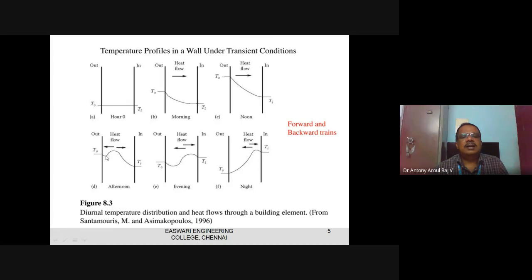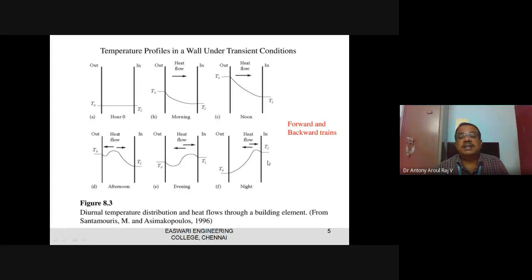Around the afternoon, or afternoon into the evening, you will find that the ambient temperature will be going down, and radiation also will be going down. Because of that, there will be a very good dip here, but this peak is moving inside, that you can see. At night time you can see the temperature is less outdoors, but indoors the temperature is higher. So that is what we are saying.